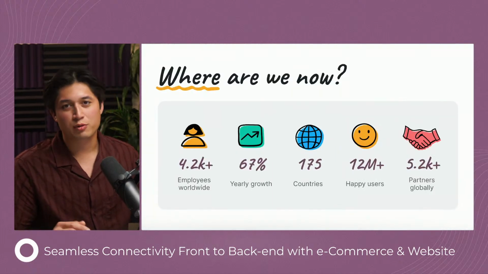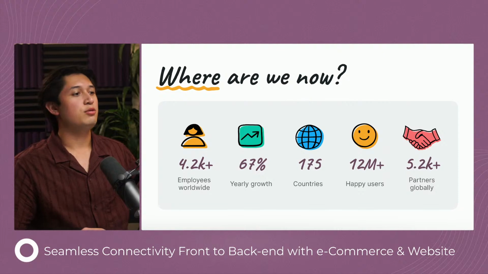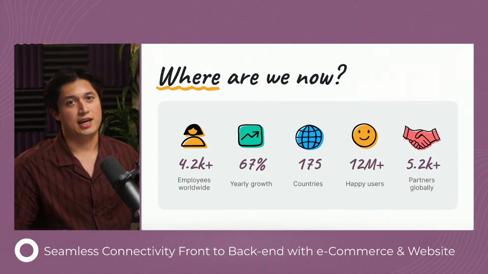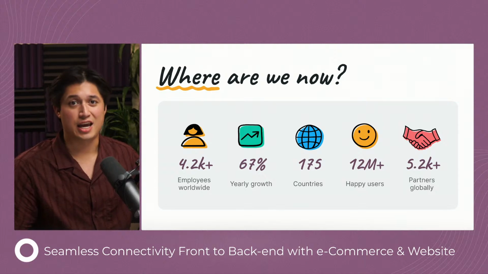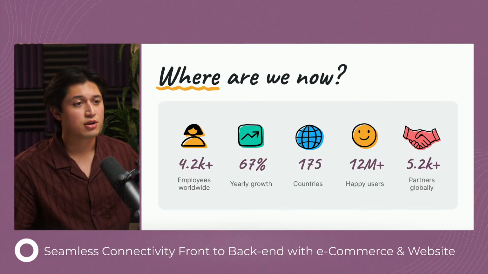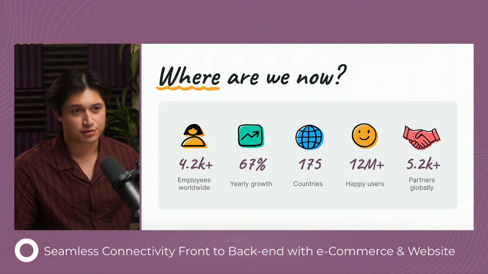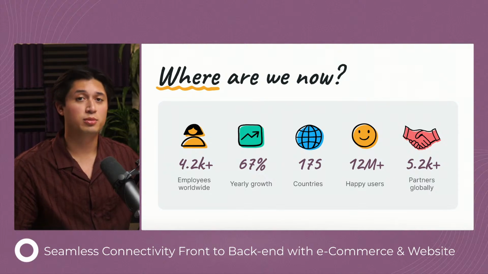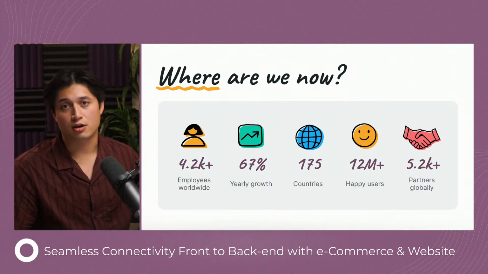Now, where are we now? Currently, Odoo has over 4.2 thousand employees globally and about a 67% annual growth. We have a presence in 175 different countries with 12 million happy users. Lastly, we have about 5.2 thousand partners globally that assist us with implementing our solution and help businesses become more successful.